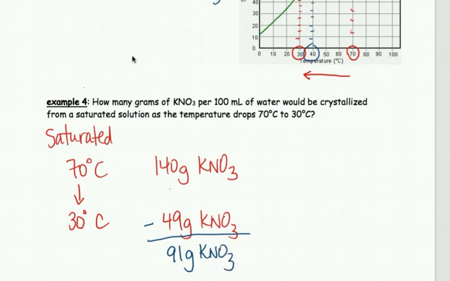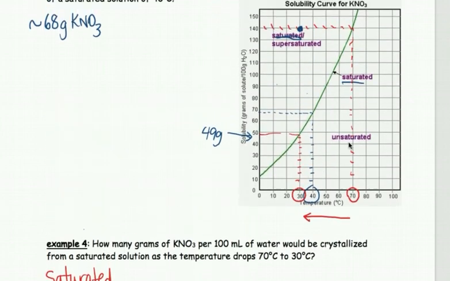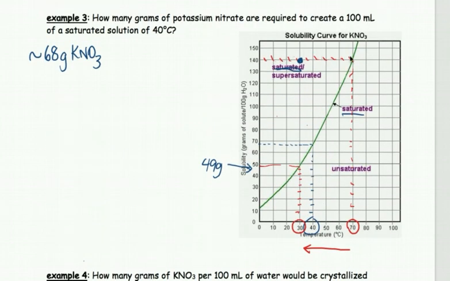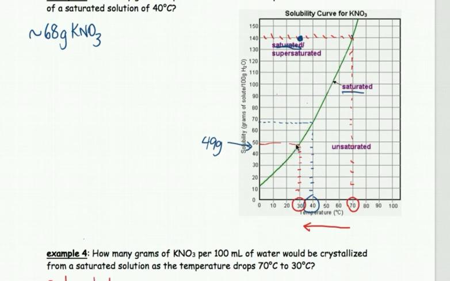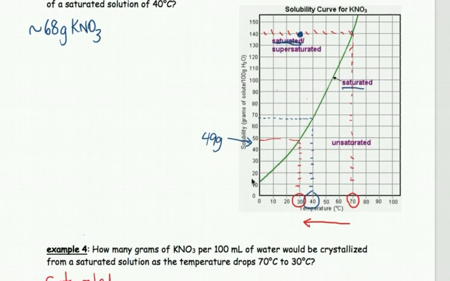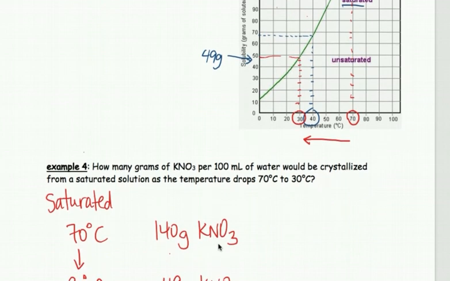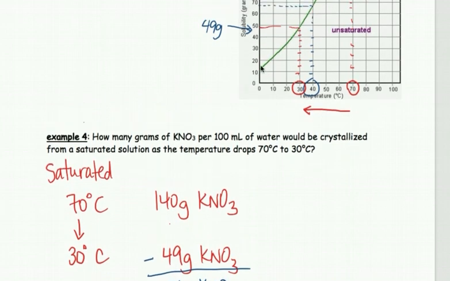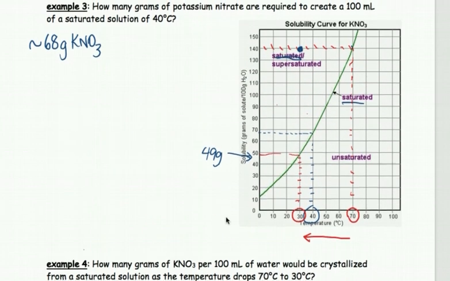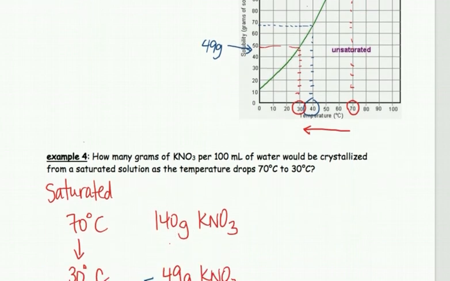Again, you had a solution that was at 70 degrees. It held 140 grams of solute in it, and it was saturated. But then we took that same solution and allowed the temperature to drop. Looking at the graph, we can only hold approximately 49 grams of the solute potassium nitrate in solution at 30 degrees. So that means the extra 91 grams that you stuffed in there and heated up is going to come out of solution and just crystallize here.